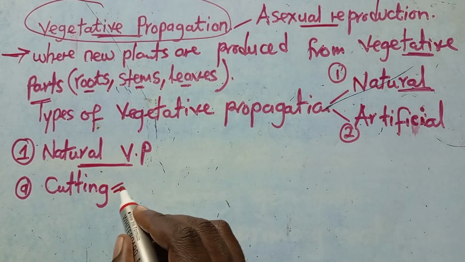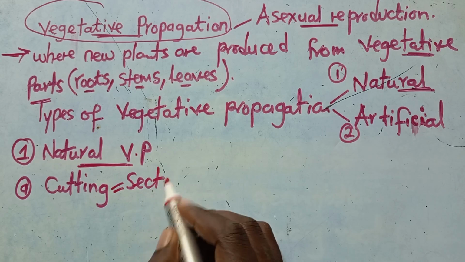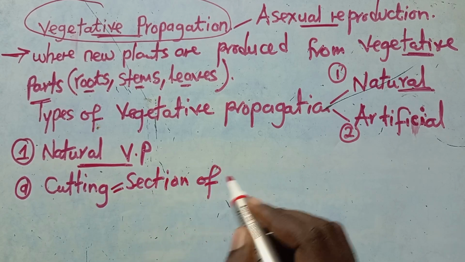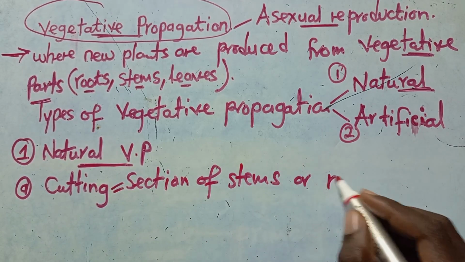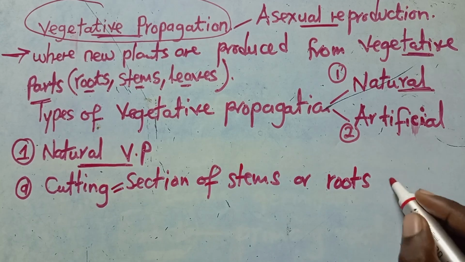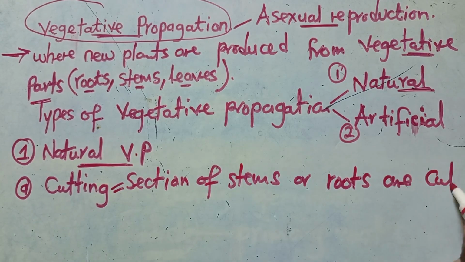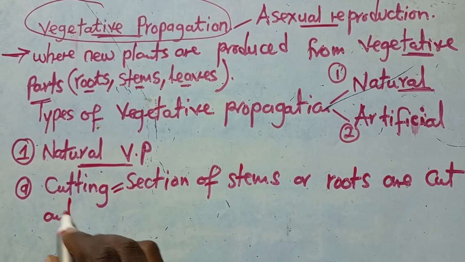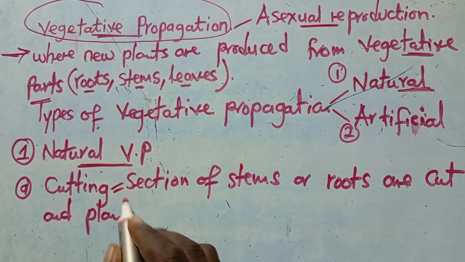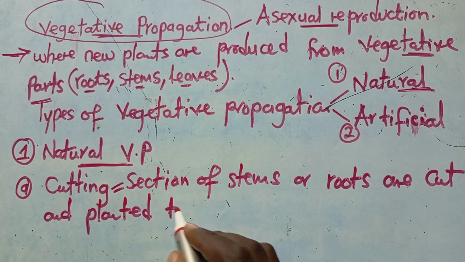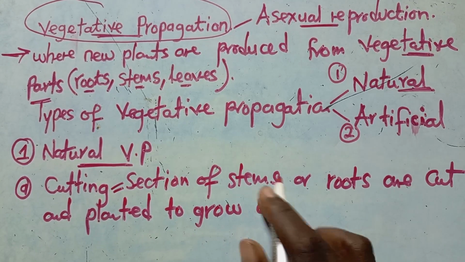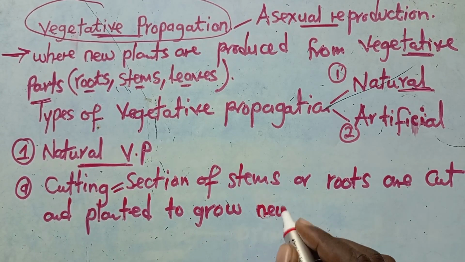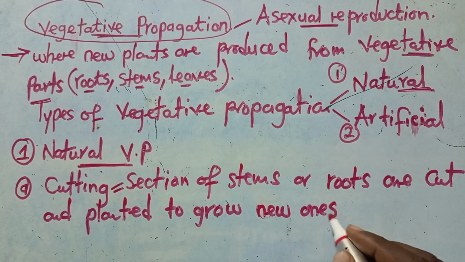Under this part, a section of stems, or we can call them roots, is cut. These get to be cut and planted, so that they can grow into new ones. This is what we call cutting.